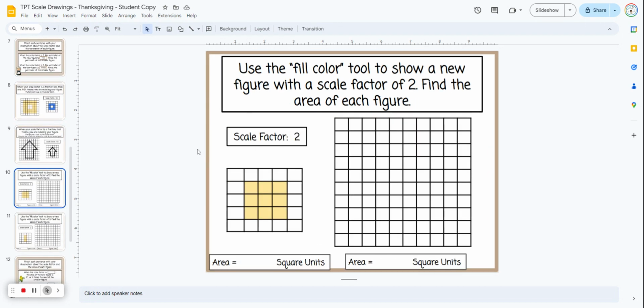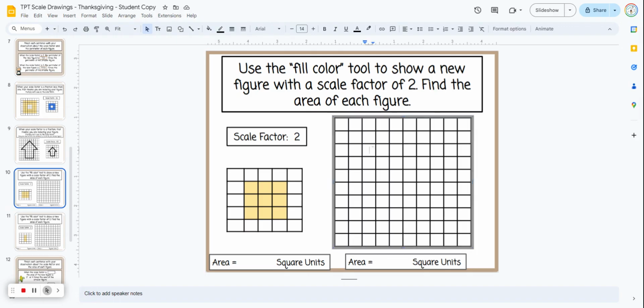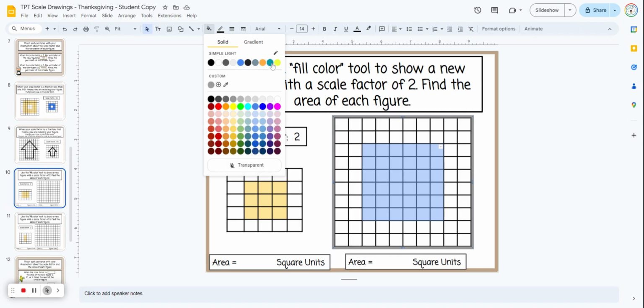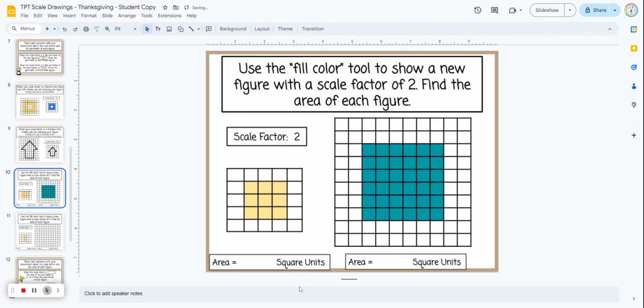Now the next thing we want them to do is look at what happens to the area. So here we have a fairly simple square, 3 by 3. We're going to scale up by a scale factor of 2, so we now have a 6 by 6. Now if we look at the area, the smaller figure is 3 by 3 or 9 square units. The larger is 6 by 6 or 36 square units.